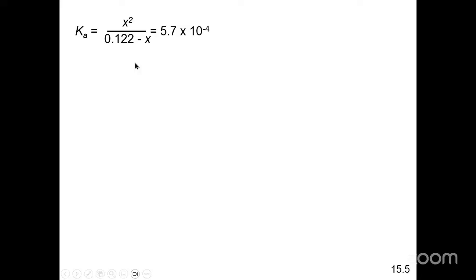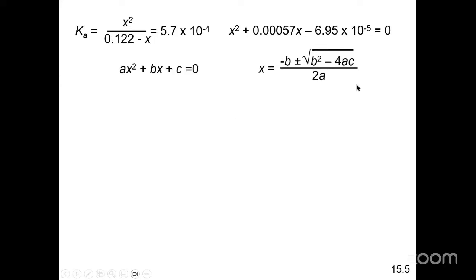So again, like we did in previous problems, we have to do some algebraic manipulation. After a couple of steps, I won't show you all the steps, you're going to end up with this quadratic equation. And when you solve this quadratic equation, using, of course, the quadratic formula, you're going to end up with two values of X. And guess which one would be the right one? The positive one, right? Because you can't have a negative concentration.